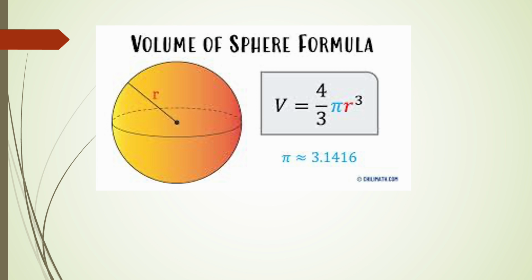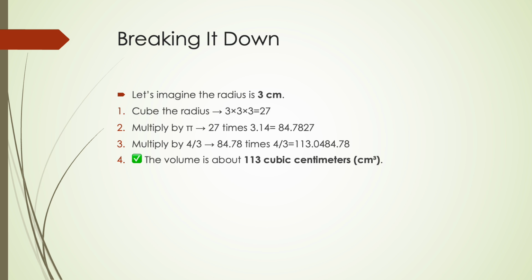So here's my sphere. Here is the formula, a prettier version of the formula. And now we're going to plug it in. We're going to break it down. We're going to pretend that the radius of this sphere is 3 centimeters, okay? And so we have to plug it in. Remember, we're going to multiply, or I should say cube, the 3 centimeters. So 3 by 3 by 3, so is 27.